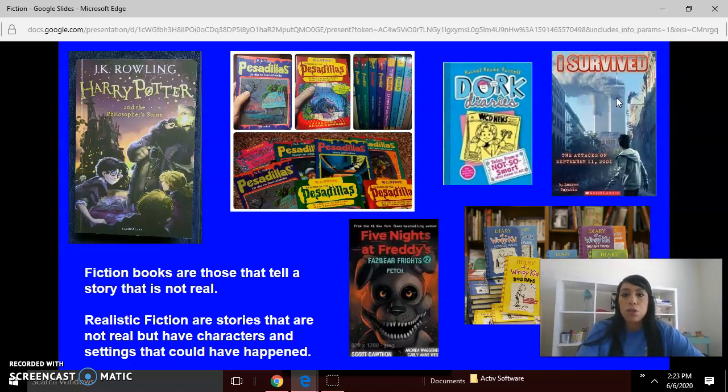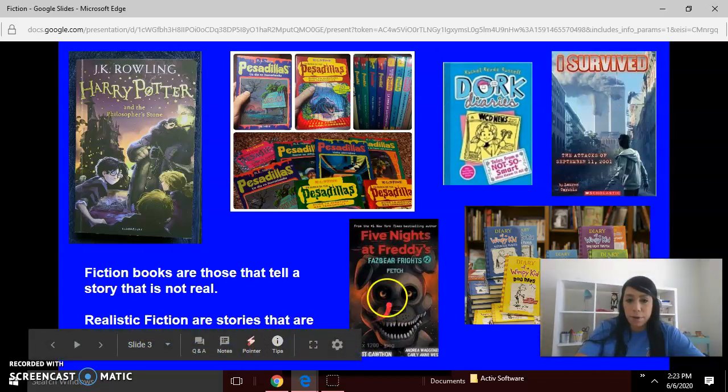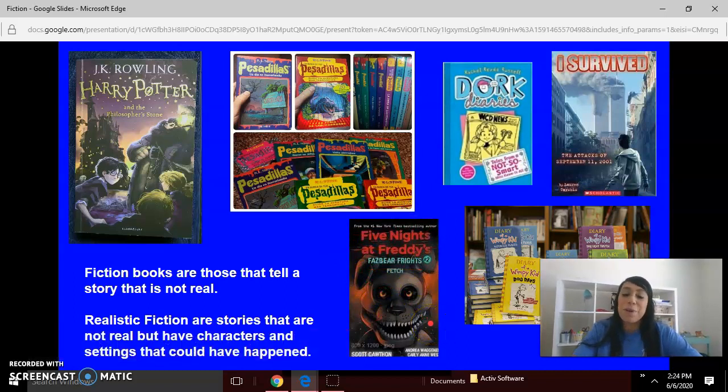is fiction. So there's actually two types of fiction. There's just regular fiction, which are books that tell a story that is not real. So fiction books are books that have characters that absolutely are not real. For example, right here, this Five Nights at Freddy's guy, he cannot be real. I know some of us wish he was real or want to pretend he was real, or he's even probably real in some of our nightmares, but he is not a real character.